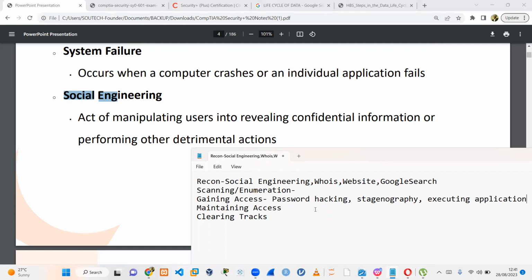So of course, maintaining access is where you start saying, okay, how do I do a RAT? How do I do a remote access tool? How am I able to still gain access even when you have access? Then of course, clearing tracks.